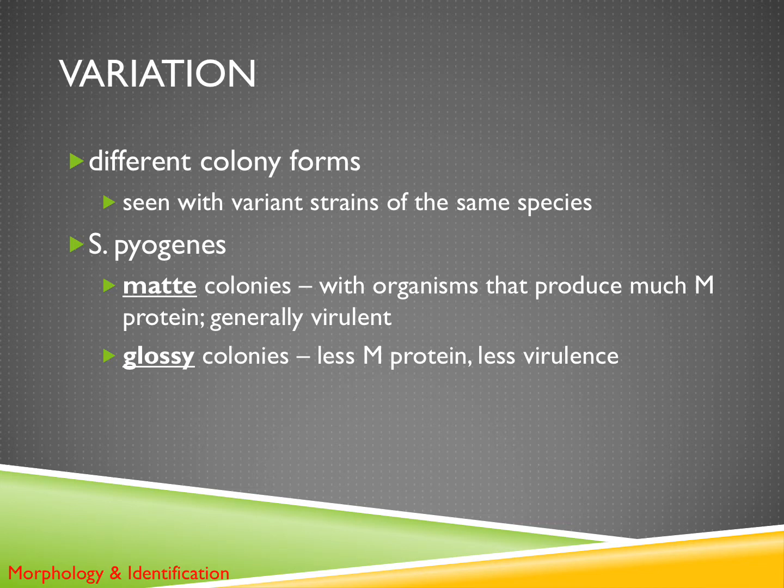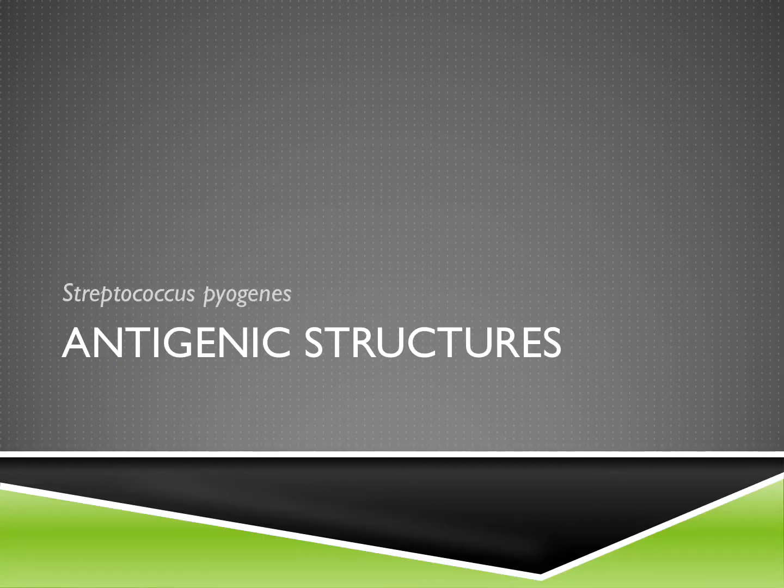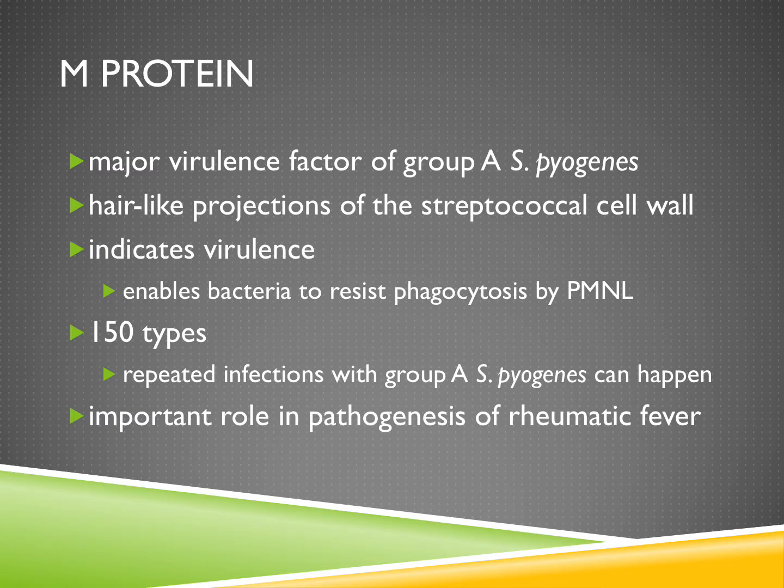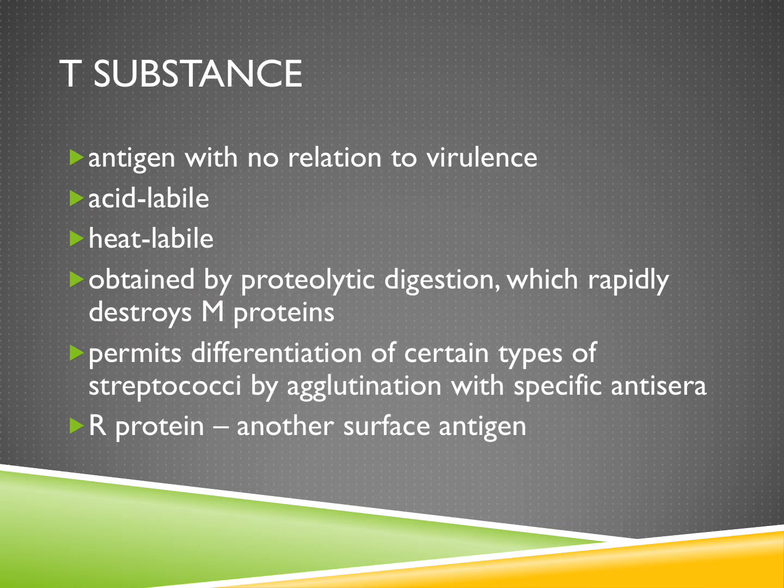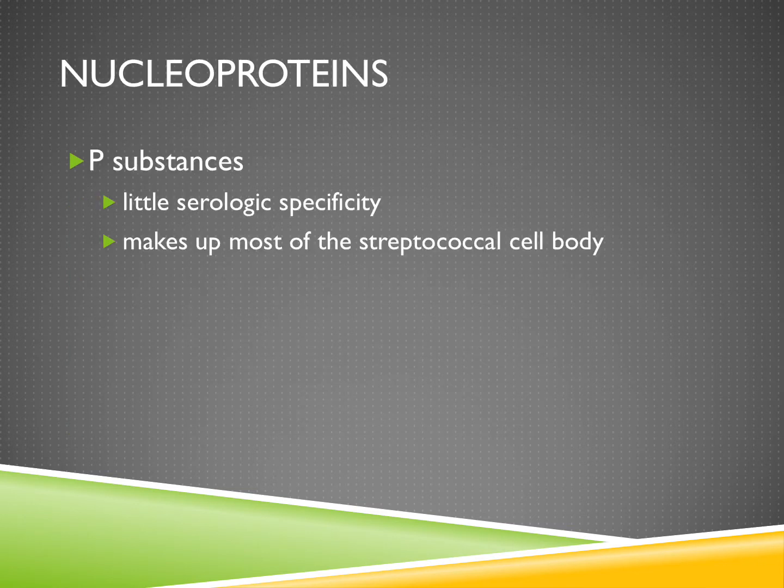Let's go over to our antigenic structures, which include M protein, of which there are about 150 types. Therefore, repeated infections with group A Streptococcus pyogenes can happen, and this plays a very important role in the pathogenesis of rheumatic fever. Other antigenic structures include T substance and nucleoproteins.